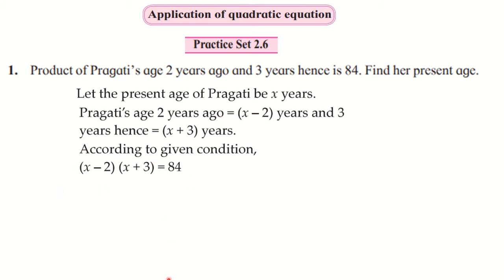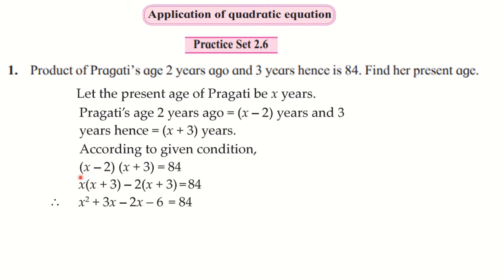Now we need to find the quadratic equation. So please expand the brackets and find the quadratic equation. Because whenever we want to solve it, whether by factorization or by the formula method, we need the standard form, that is ax square plus bx plus c is equal to 0. So always we have to convert it to the standard form. So let us open the bracket here.